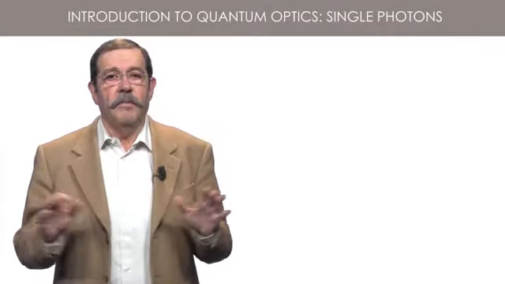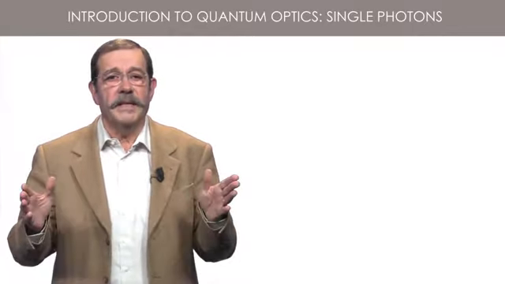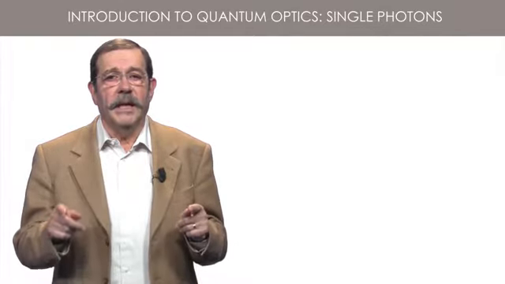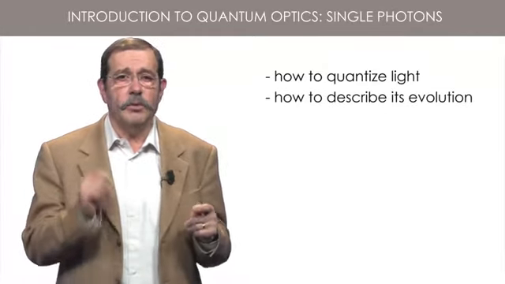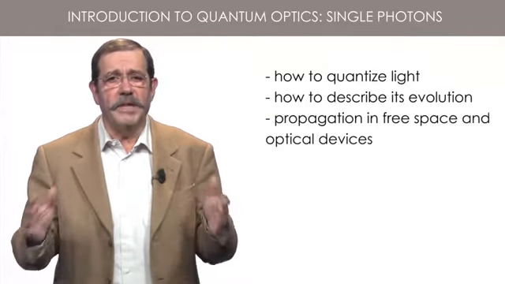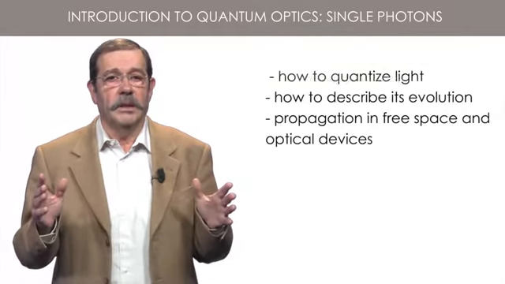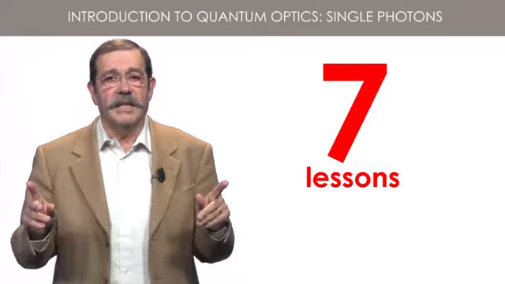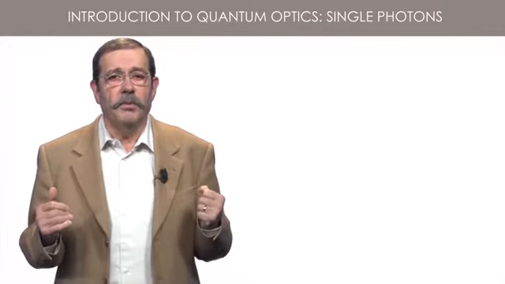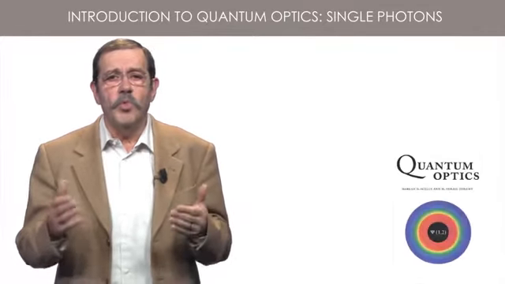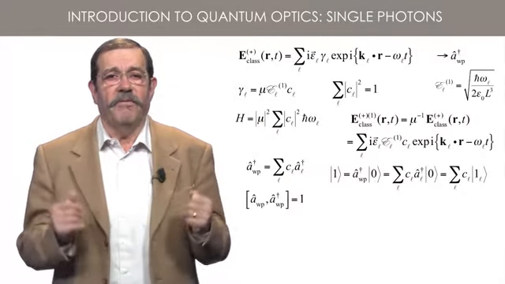In fact, the matter is so broad that we have decided to split our course in two parts. You are today embarking into our first course, where you will learn how to quantize light, how to describe its evolution, its propagation in free space and in optical instruments, such as interferometers. Along the seven lessons of this first course, you will also learn many theoretical tools of quantum optics necessary to be able to read advanced books or research papers and to do calculations yourself.